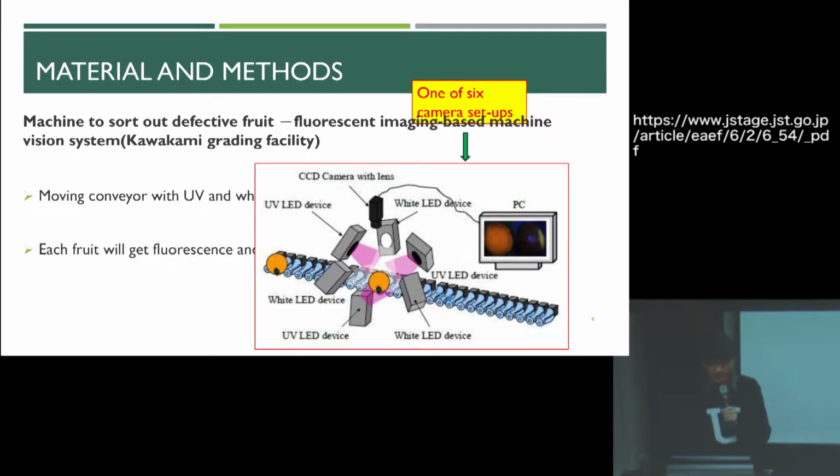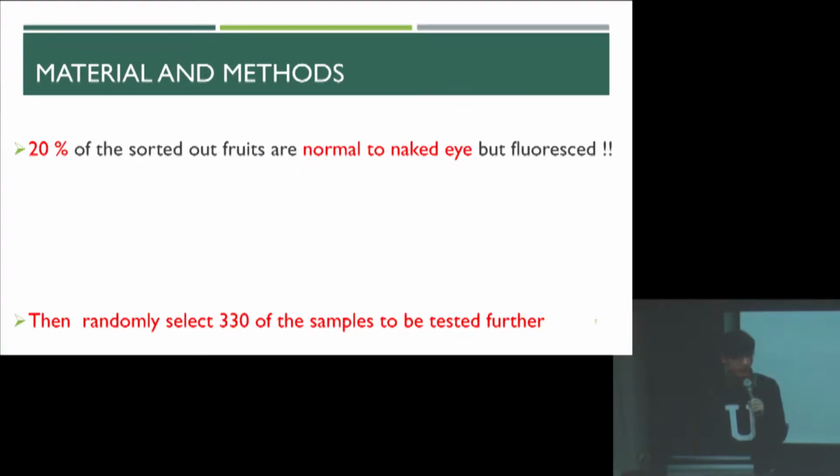You can see that the fruit is transported on this conveyor, and it stops in front of the camera, so the fluorescence and color images are captured. Around them are the UV LED and white LED to capture the fluorescence and color images. After the sorting, we found that 20% of the sorted-out fruits actually look normal to the eyes, so there might be some reasons why the fruits fluoresce.